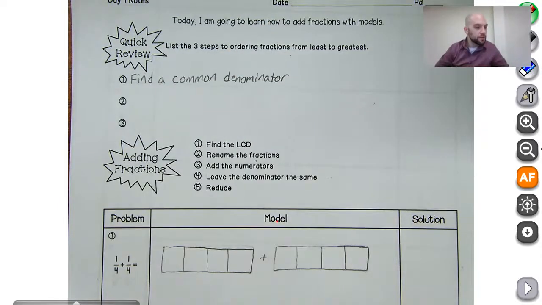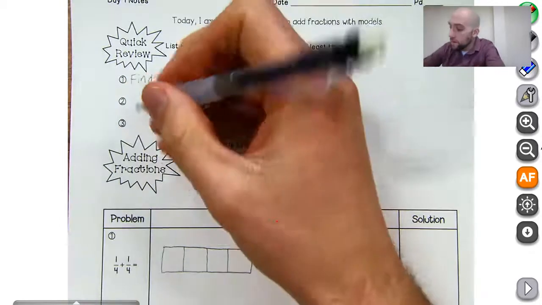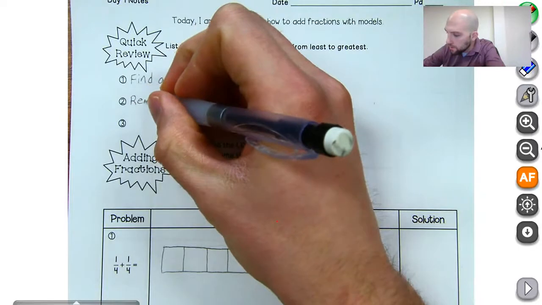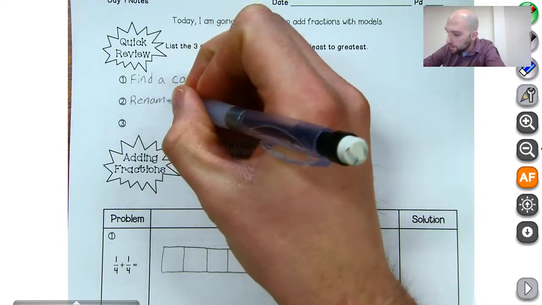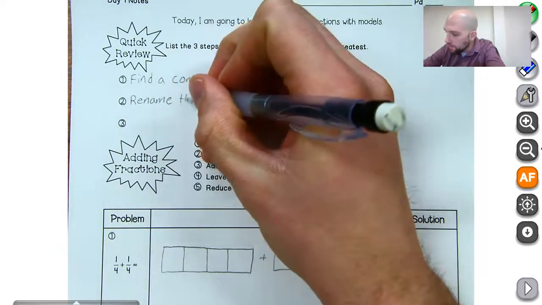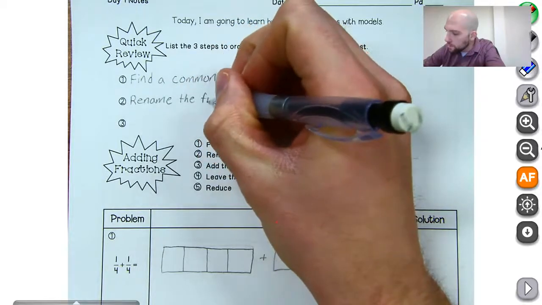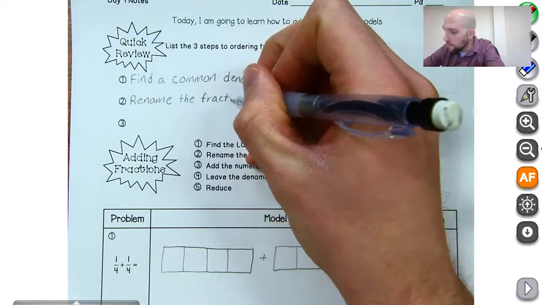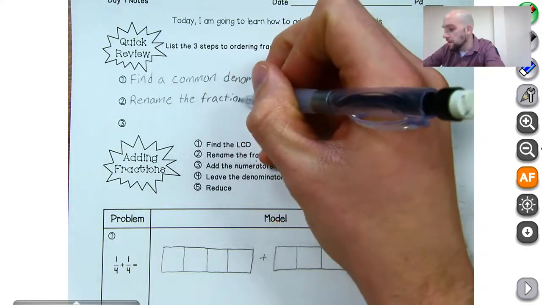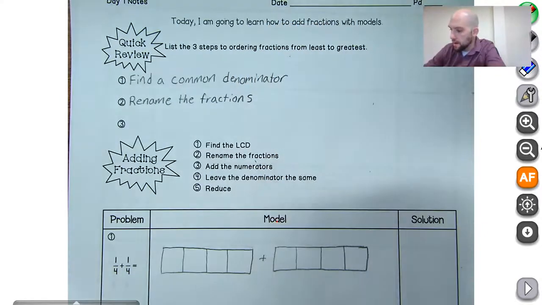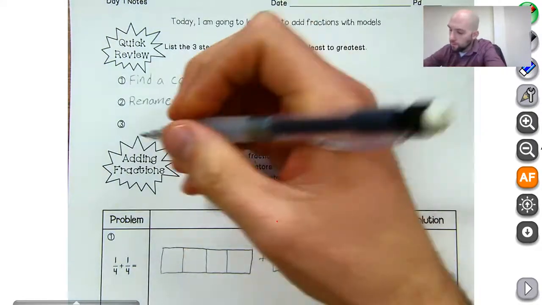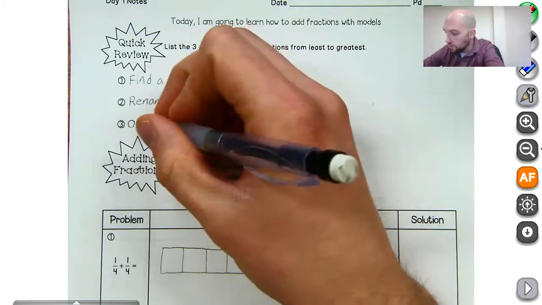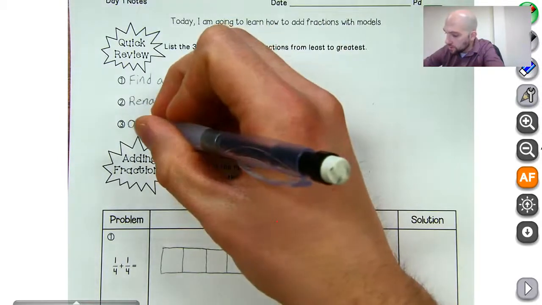Our next step is going to be rename the fractions. So once we've found a common denominator, we need to rename the fractions with that common denominator. And finally, we can order the fractions from least to greatest. We'll use our numerators to order those fractions.